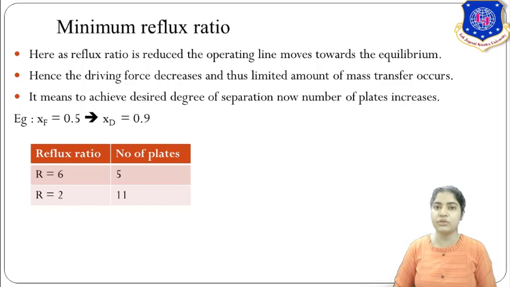Okay, so we are taking two conditions here. At R equal to infinity, R equal to 6, that is your first reflux condition. R equal to 6, the number of plates required is 5. Whereas if you reduce the reflux, the number of plates increases. To enhance from 0.5 to 0.9, you can see how the value of reflux affects it. The number of plates increases if you decrease your reflux ratio.